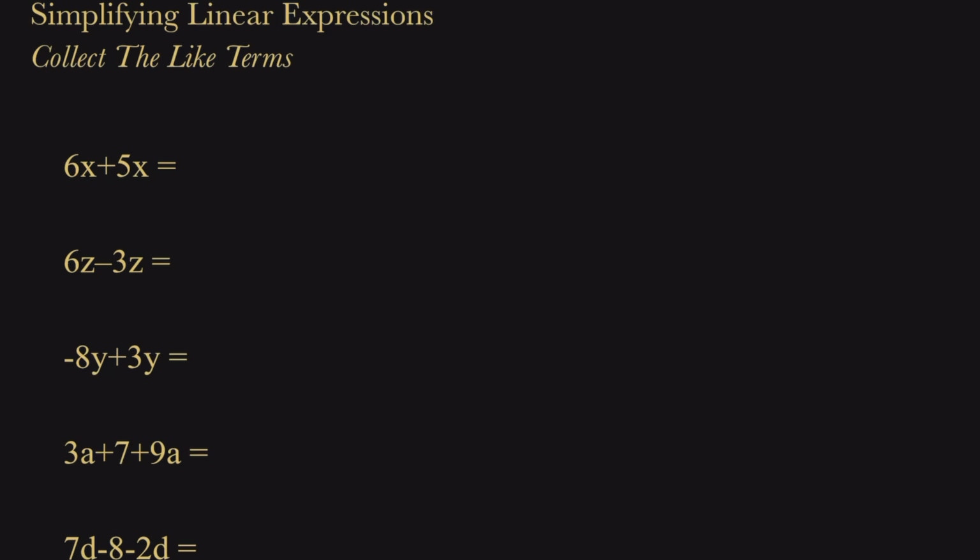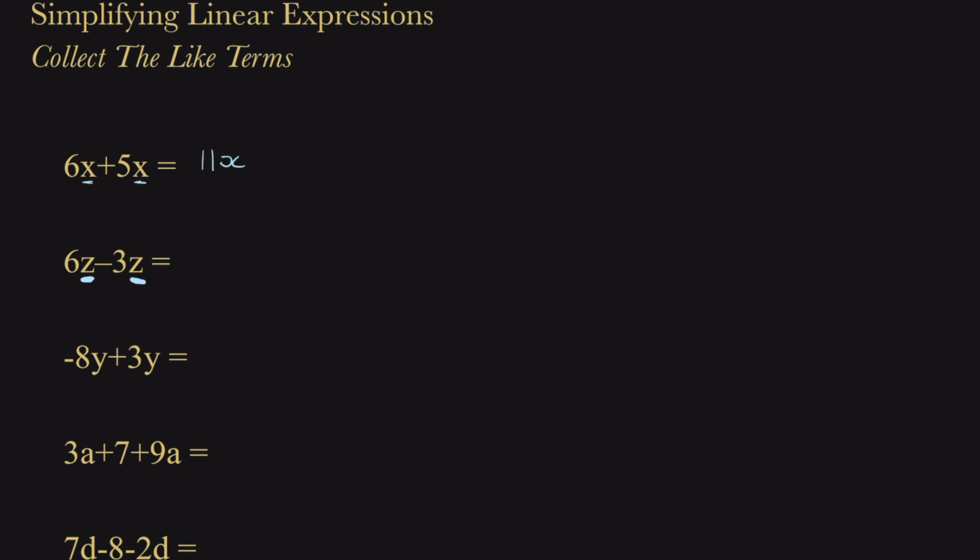Let's get into it. In this first example, 6x plus 5x, you'll notice that both of these have an x. Because they have the same letter, x, after them, we call these like terms, and we can combine them. 6 times x plus 5 times x is going to be 11 times x, which we're going to write as 11x.